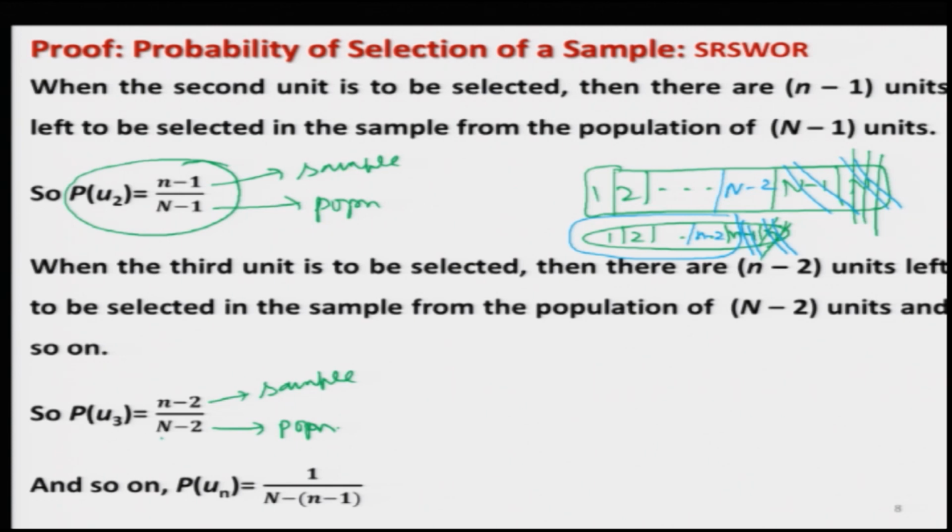And if I try to extend by logic this rule, then the probability of selection of the nth unit, that is the last unit, will be 1 upon capital N minus small n minus 1 inside the parenthesis, or this is equal to 1 upon N minus n plus 1. One has to be careful when I am trying to speak. If I speak 1 upon n minus 1, this will look like this, whereas I wanted to say N minus n plus 1. So just be careful.